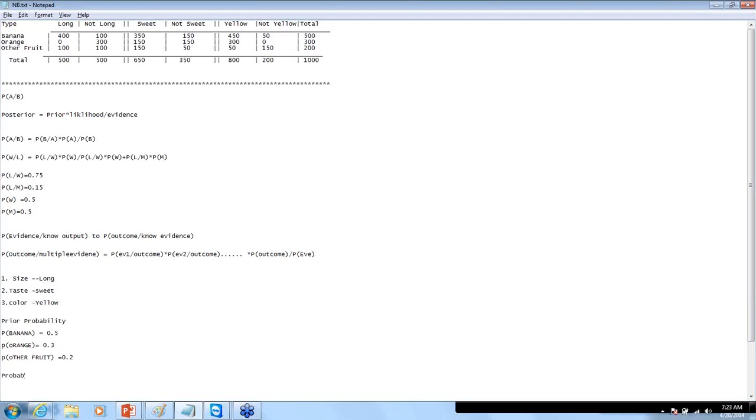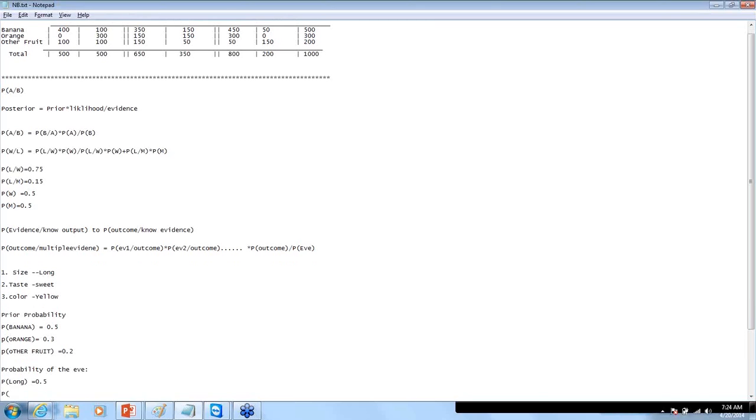So, the probability of the evidence. What do we know? The evidences are our characteristics. If the fruit is long, what is the probability of that? Looking at long fruits, we go with the first column, 500. So 500 divided by the total of 1000, and we know this probability is 0.5.